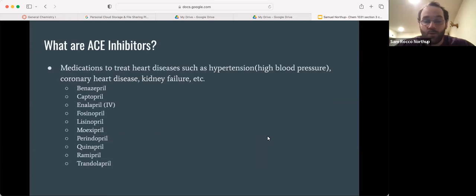All right, so what are ACE inhibitors? They are medications used to treat heart disease, such as hypertension, which is high blood pressure, coronary artery disease, kidney failure, and other diseases related to heart issues. Now, here's a list of ACE inhibitors. They're all taken orally, except for enalaprilat, which is taken through IV.